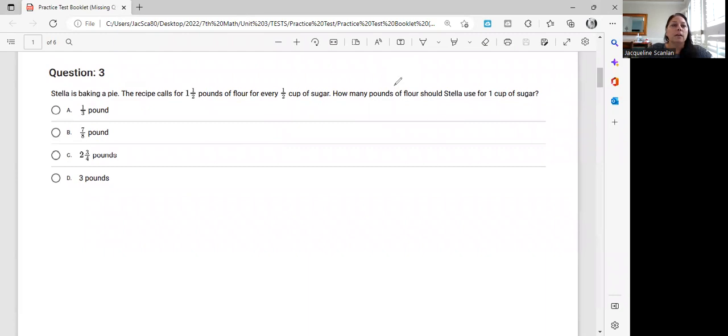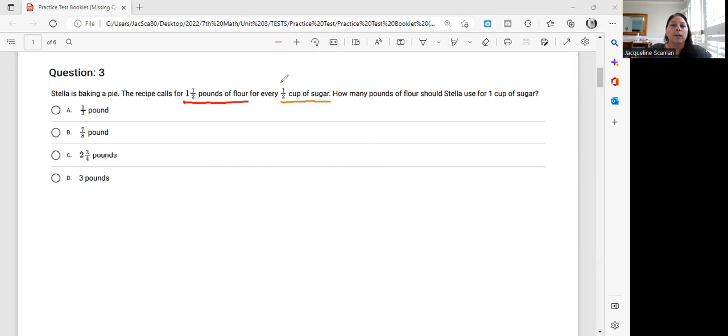Question number 3. Stella is baking a pie. The recipe calls for 1.5 pounds of flour for every 1/2 cup of sugar. How many pounds of flour should Stella use for 1 cup of sugar? All right, let's go through and pull out the math pieces. Stella is baking a pie. The recipe calls for 1.5 pounds of flour for every 1/2 cup of sugar.